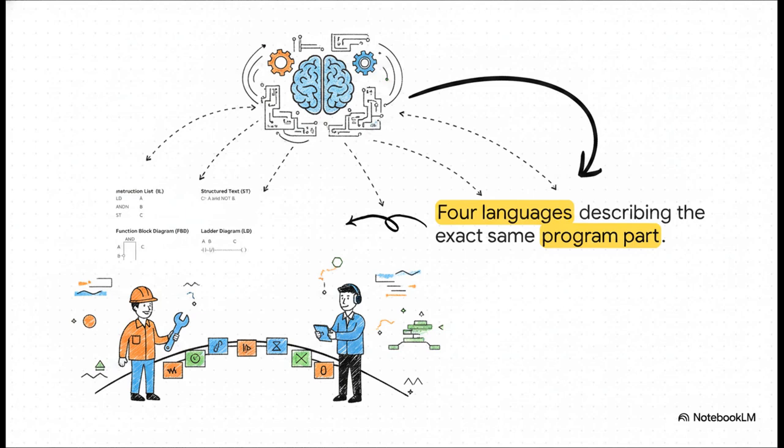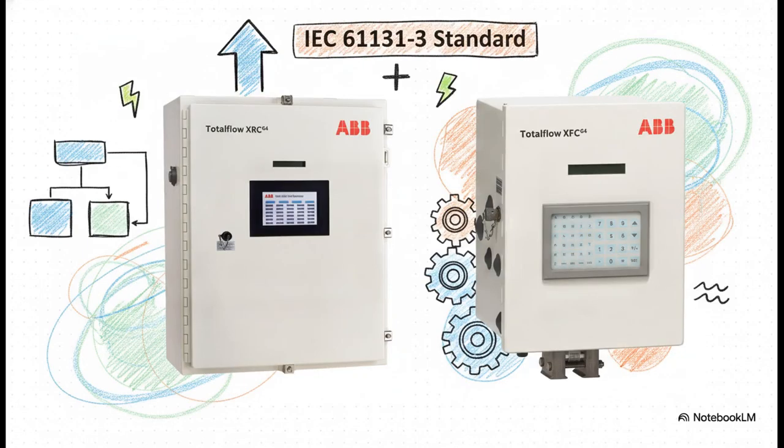All of these languages are completely interlinked. You could write the exact same piece of logic in any of them, and you can even mix and match them inside a single program. This means an old-school electrician and a fresh-out-of-college software engineer can actually collaborate, read the same overall program, and troubleshoot a machine together. Let's ground this in reality for a second.